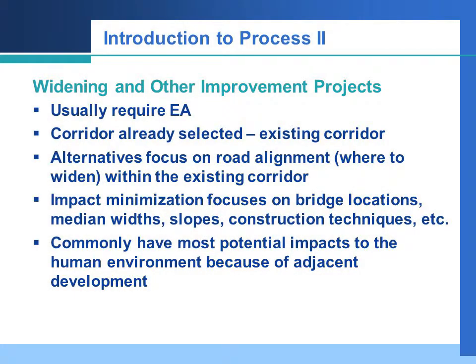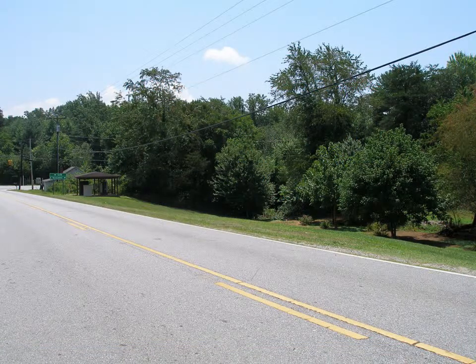With Process 2, the corridor is typically already known. Therefore, selection of alternatives starts with how to widen the road: left, right, or a combination of the two. Widening projects usually have the potential to impact the human environment to the greatest degree because of the residential and business development along the existing alignment. Identification of the logical termini or endpoints of the project can also be an issue with Process 2. If a new location segment is added as an alternative to a project already in the widening process, Process 2, then the project should be considered for Process 1. Here is an example of a Process 2 project. This is a picture from the proposed widening of NC 268 in Wilkes County.